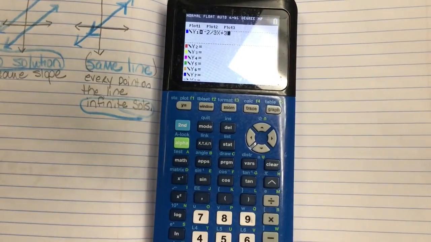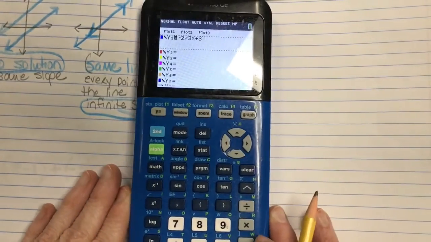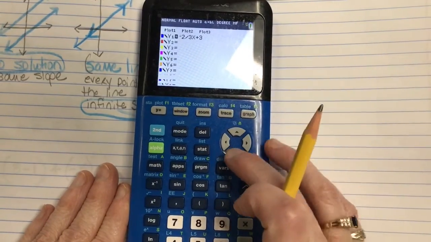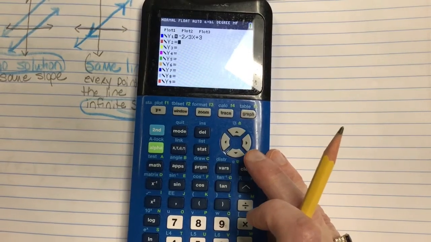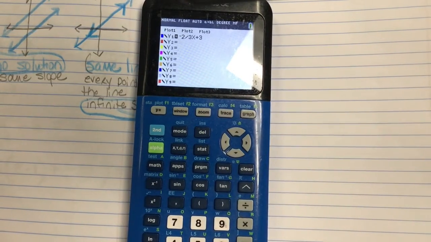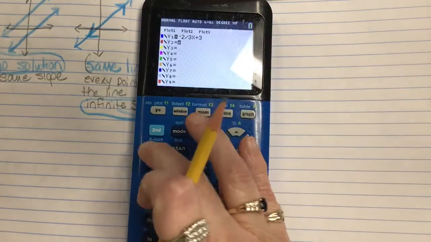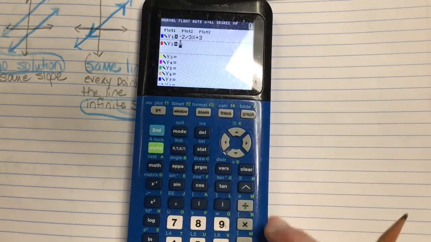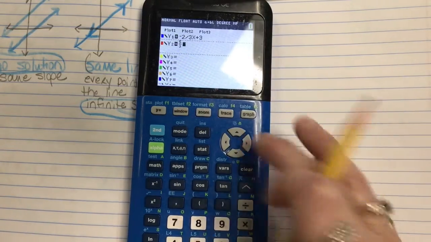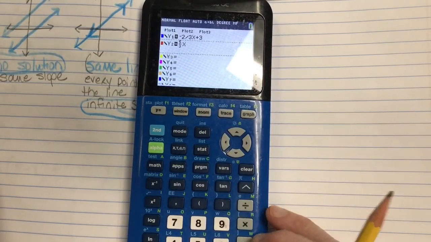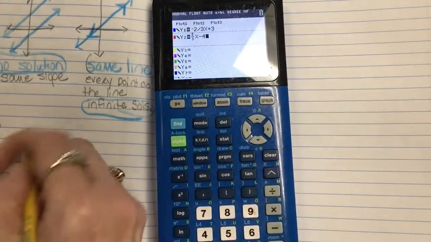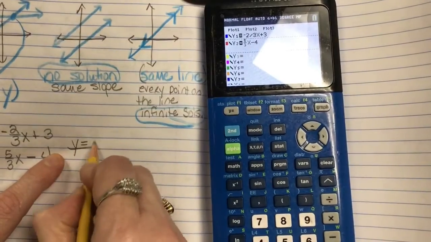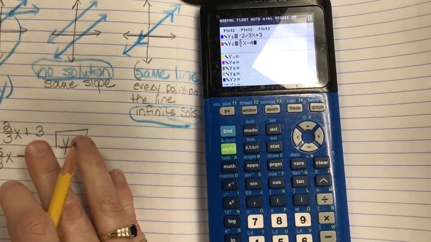Now, how are we going to get to the second one? How do you think we're going to get down there? Hit the down arrow, your toggle keys right here, go down and type this one. Now again, you can type 5 divided by 3x, or you can use the shortcut. So we've gone to y equals, and you'll need to write this in your notes. And we typed in our equations.